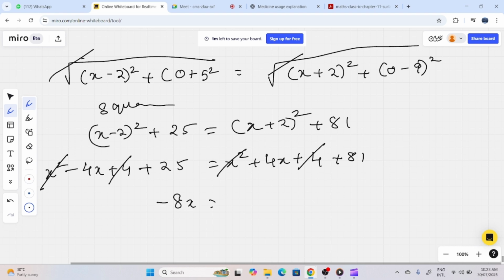Minus 8x equal to 56, so x is equal to minus 7. Therefore, what's your required point? The point is at minus 7 comma 0. That's it, guys.